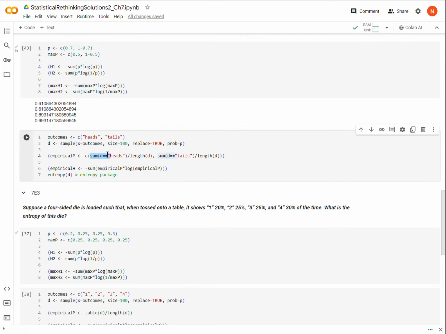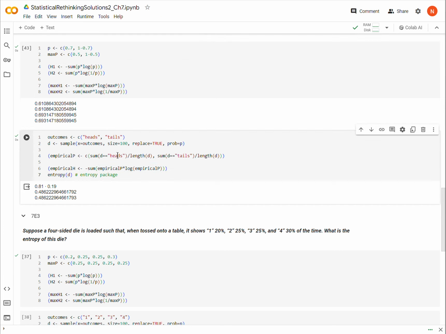Here's the probability of heads. It's how many heads come up in my 100 samples divided by the length of my 100 samples. And then same for tails. Again, I'll calculate entropy in one of the ways that we saw, in this way, as well as with the entropy package using the entropy command. So I'm going to run this.